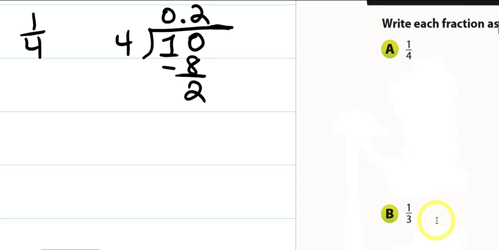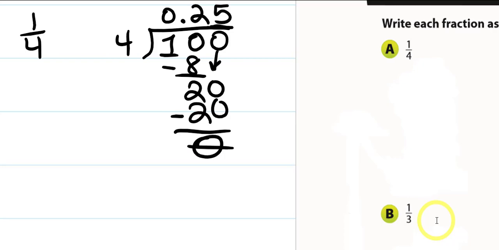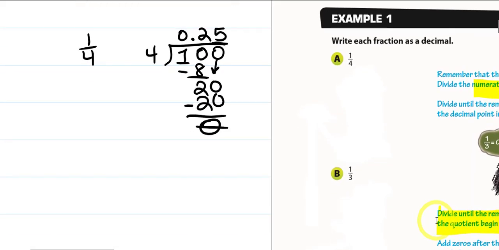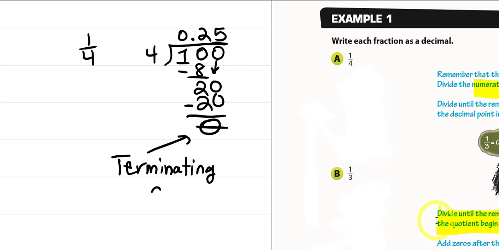I'm not at 0 yet. Nothing is repeating, so I'm going to add another 0, bring it down. Now I have a 20. 4 goes into 20 5 times. 5 times 4 is 20. I subtract, and I get to 0. The fact that I got to 0 tells me that this is a terminating decimal. I also know it's a terminating decimal because the answer finished at a certain number. So my answer for 1/4 is equal to 0.25. And this is a terminating decimal.